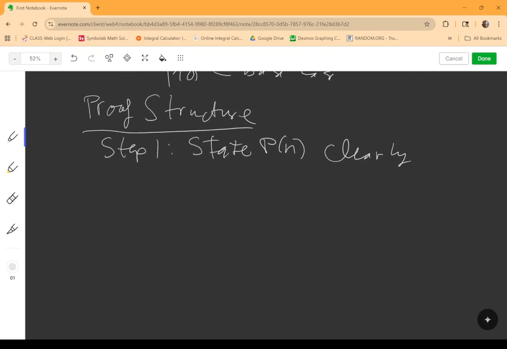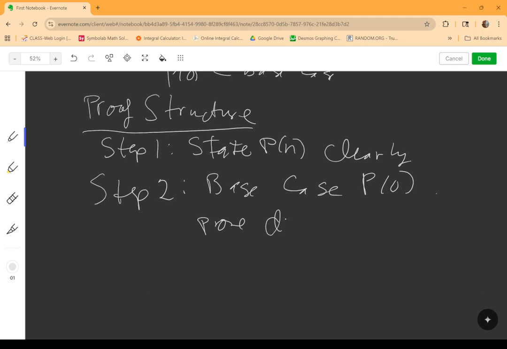Okay, step 2, the base case. P of 0. Prove directly. This is usually you just plug something in. Now, this is that first domino. You want to show that the first domino falls. That one gets pushed forward here. Or really just that it's going to be true.